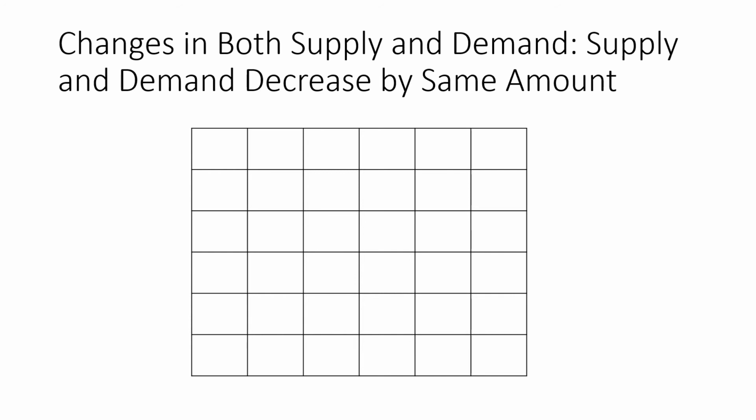In this part of our lecture, we are going to consider how shifts of both the demand curve and the supply curve affect the market. Our first example is going to look at when supply and demand decrease by the same amount and what happens. So here I do have a grid just to help draw some straight lines, but this is what we're going to be asking you to do here. So let's take a look at this. What happens when supply and demand decrease by the same amount?